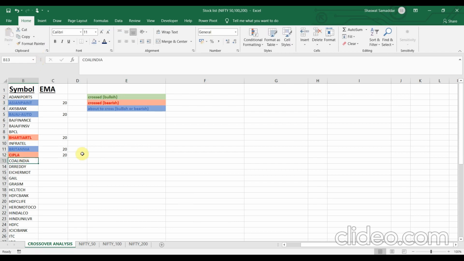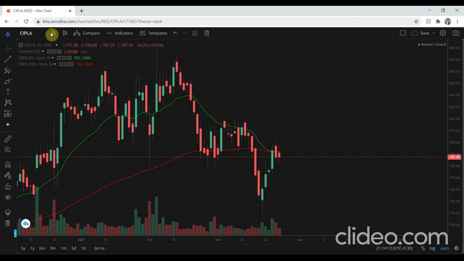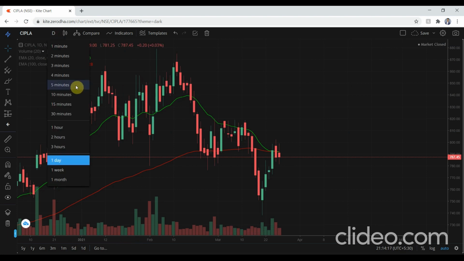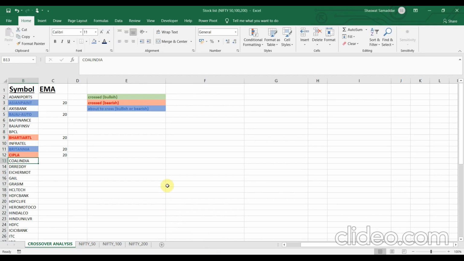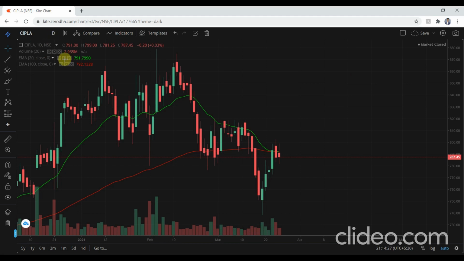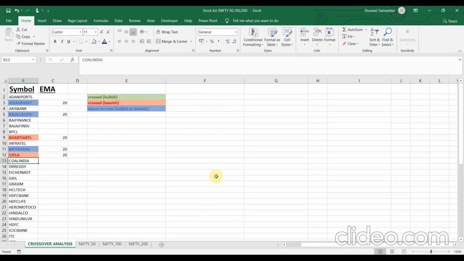One important thing to note is that I use this analysis to shortlist my stocks for swing trading. I don't use it for intraday. And one more important thing to tell you is that I'm using the daily time frame. You could apply the moving averages in multiple time frames: 15 minute, 5 minute, 1 hour, week, month, etc. But for my swing trading, I apply it on a daily time frame.